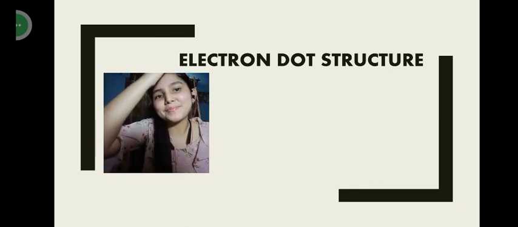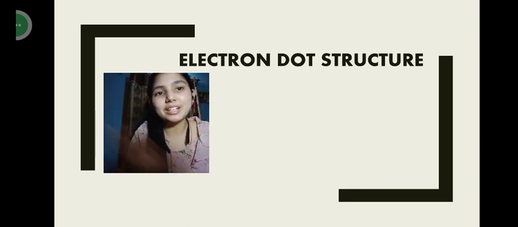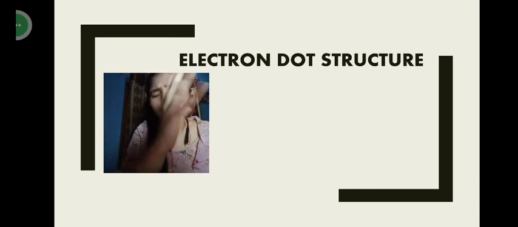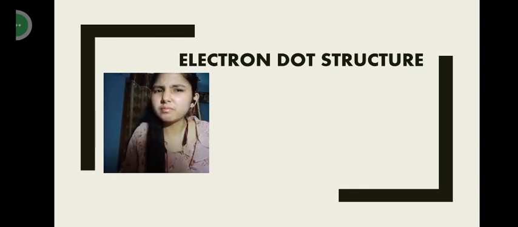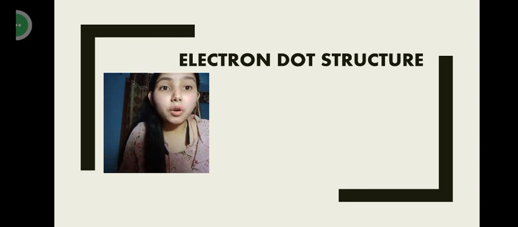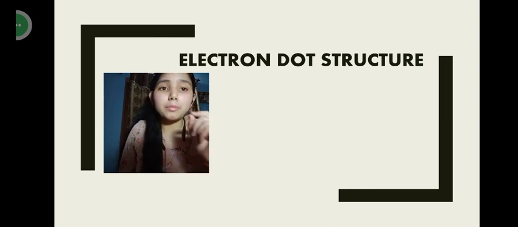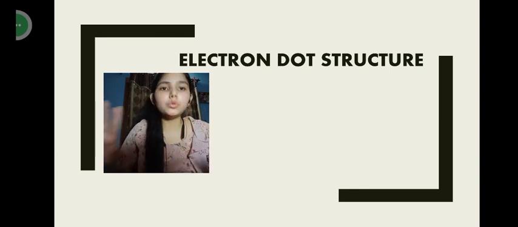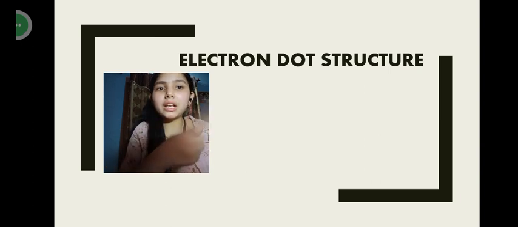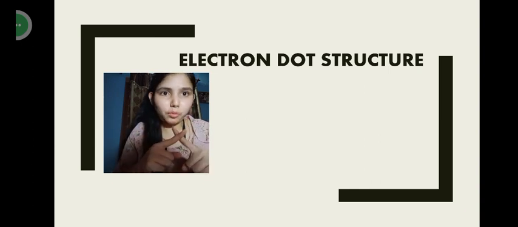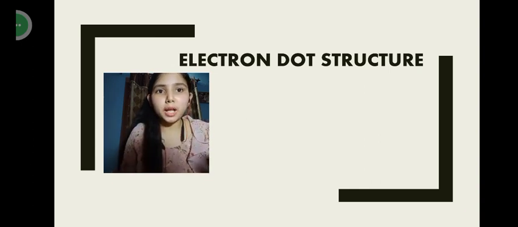Electron dot structure. As the name suggests, we are going to deal with electrons. Then what is dot? Dot means we are representing electrons by dots, or we can use crosses as well. There is nothing about cross in the heading, but yes, we are mainly dealing with crosses. So this was irony.